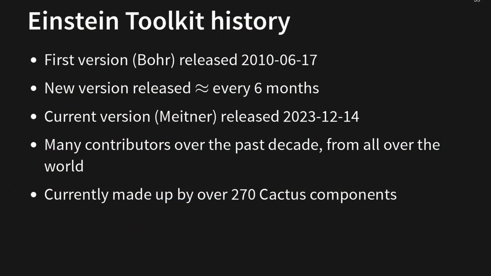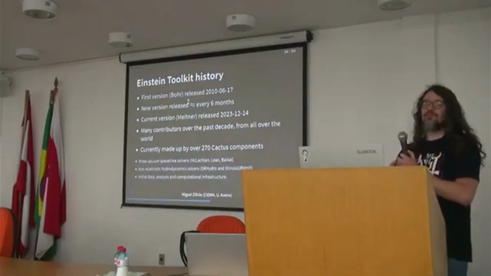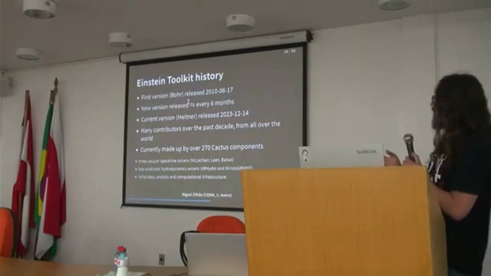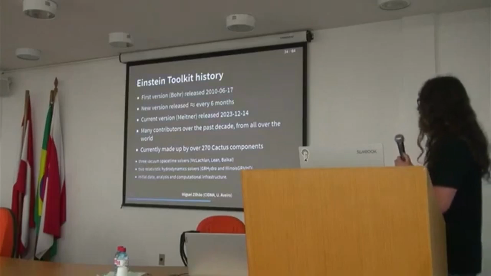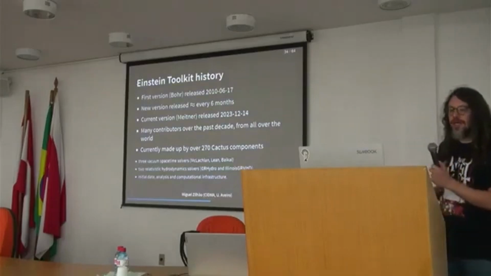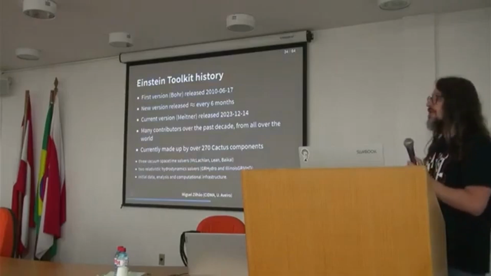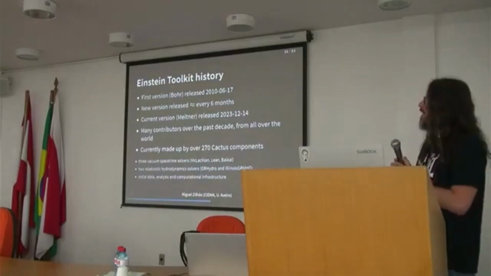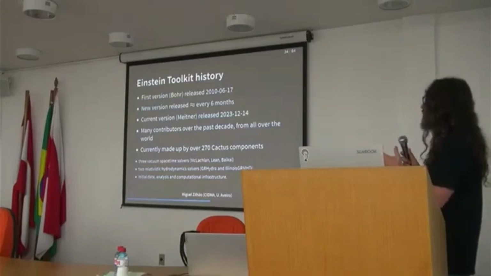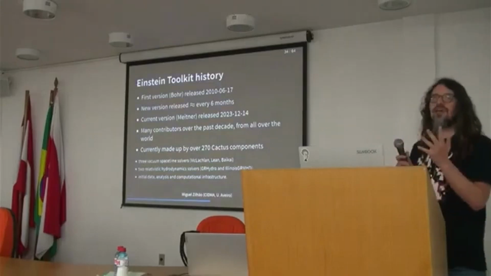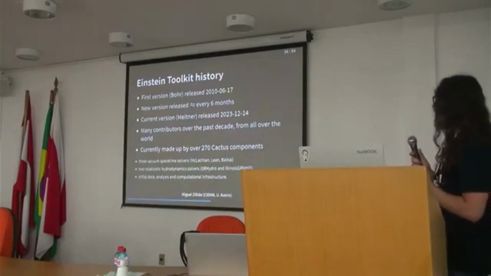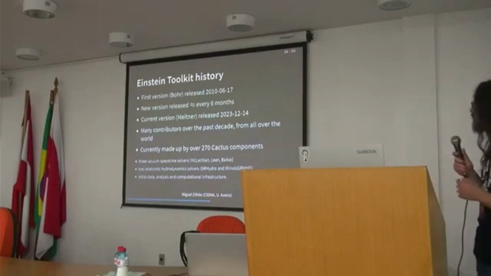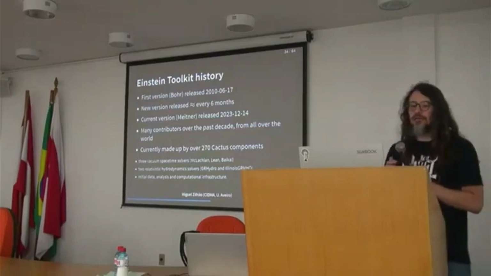So this is a very rough history of the toolkit. Again, Cactus dates back from the 90s, but the Einstein Toolkit itself, the first version was released in 2010. There's a vibrant community that develops and maintains the code base and different thorns that are used, and typically people try to have a new release roughly every 6 months or so. The current version was released last December. There have been many contributors over the past decade from all over the world.